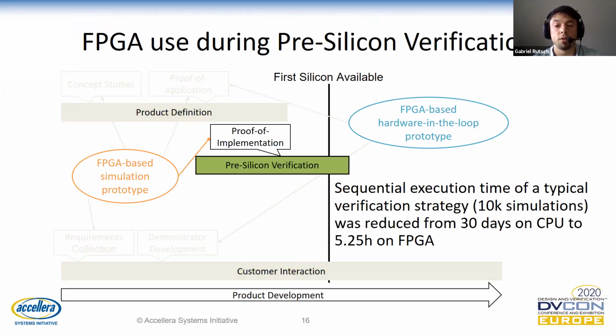During pre-silicon verification, one of the key objectives is to verify as much of the product's functionality as possible in order to circumvent potential redesigns later. And a typical verification strategy for this kind of product would include about 10,000 simulations. Considering sequential execution time, since parallelization is possible on a CPU and FPGA-based platform quite conveniently. This takes about 30 days on a CPU, and here we can really see the benefit from having an FPGA-based simulation environment, because this only takes 5.25 hours.